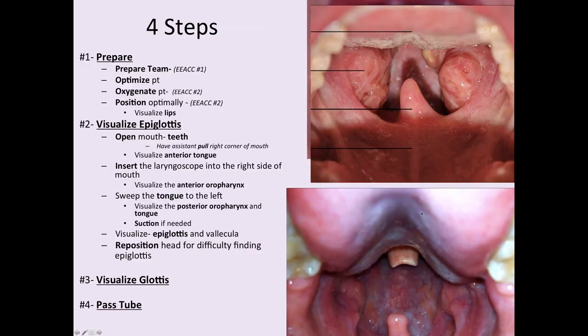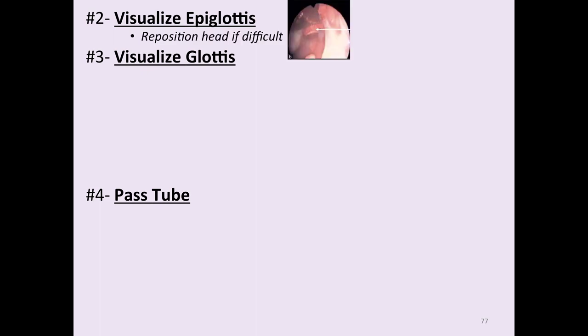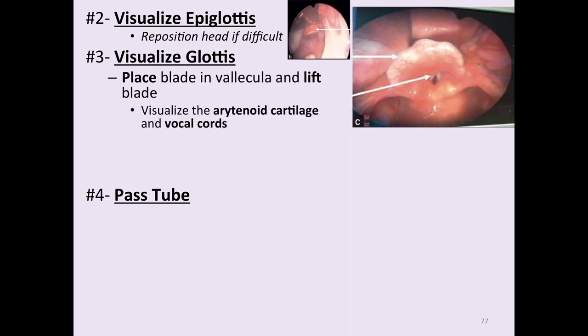Okay, so once you've visualized the epiglottis, which is sort of the first step of using the laryngoscope, then by moving the head and doing things, you're next going to visualize the glottis. So we visualize the epiglottis. If we have trouble again getting the epiglottis visualized, it's usually worthwhile to move the patient's whole head. That's a positioning problem. Visualizing the glottis, we sort of insert it a little lower. We can visualize the cords, tuck it into the vallecula, and that's the deal.